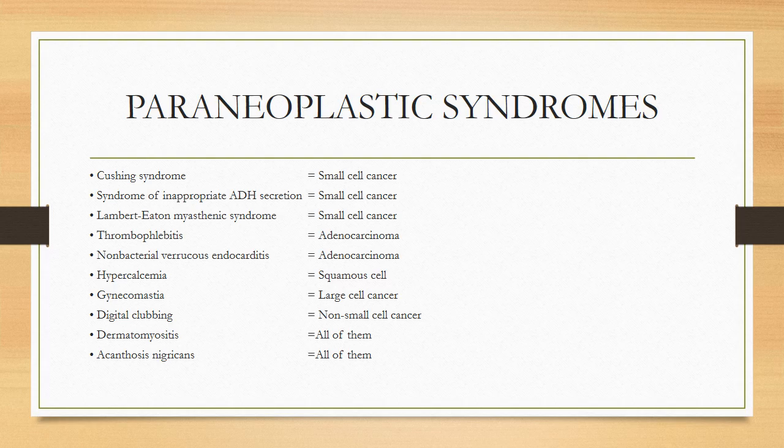Cushing syndrome because of the secretion of ACTH from small cell cancer, syndrome of inappropriate ADH secretion because of small cell lung cancer, Lambert-Eaton myasthenic syndrome is associated with small cell lung cancer, thrombophlebitis and non-bacterial thrombotic endocarditis are associated with adenocarcinoma, hypercalcemia because of parathyroid hormone related peptide release from squamous cell, gynecomastia because of gonadotropin release from large cell cancer, digital clubbing due to non-small cell cancer, dermatomyositis and acanthosis nigricans by all of the cancers.